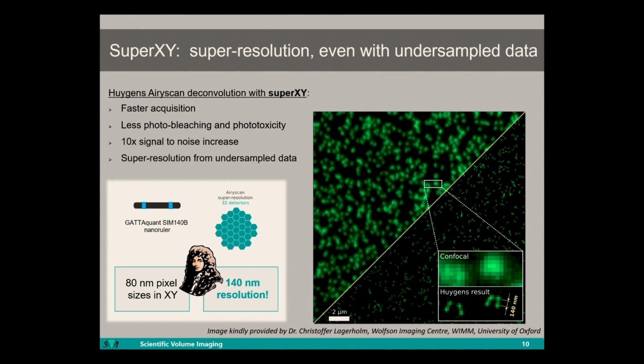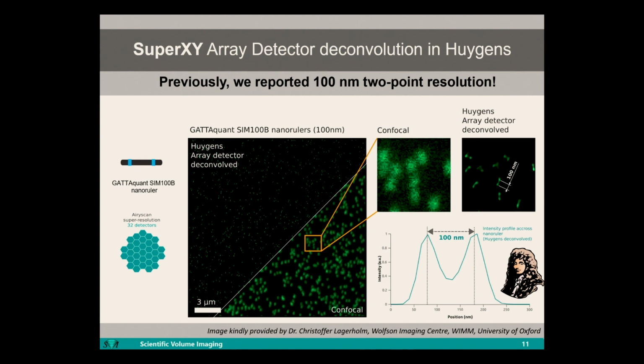So how far can we go with resolution? Again, confocal imaging has a hard time separating these 100 nanometer nanorulers, let alone the fluorophores that they contain. But with Huygens deconvolution in SuperXY mode, we can clearly resolve the fluorophores on these nanorulers. So these fluorophores on these nanorulers are 100 nanometers spaced. And this is a result that we showed also in our previous webinar about the array detector option.